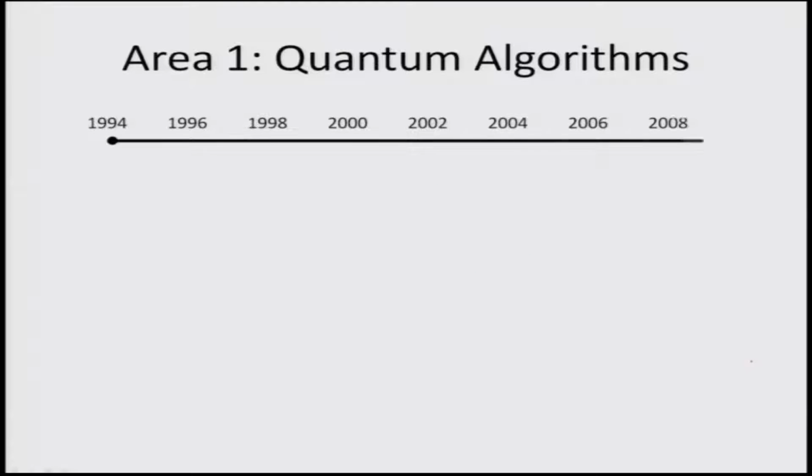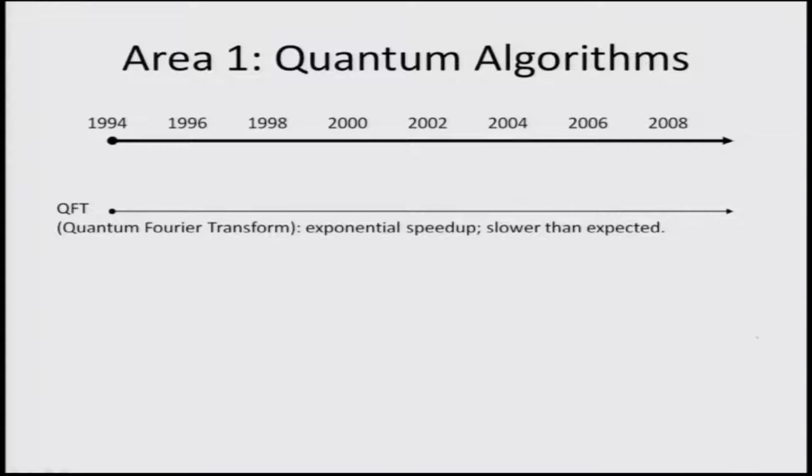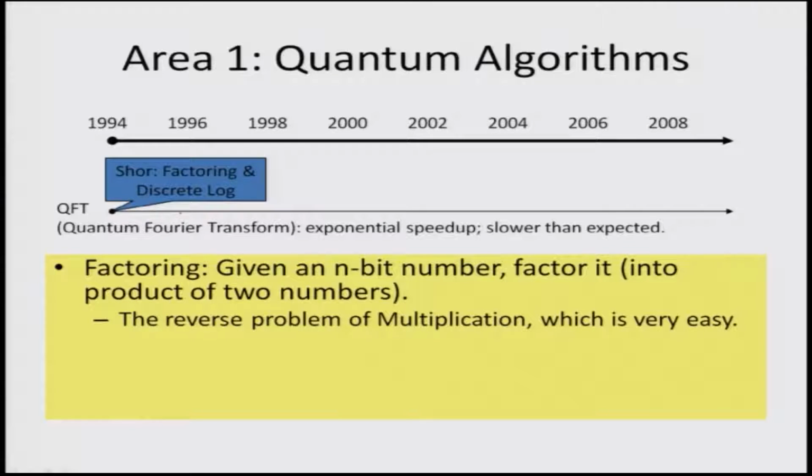So, in terms of the different areas, let us see how the field has developed in terms of chronology. The area of quantum algorithms has shown a major development from 1994 in conjunction with the quantum Fourier transform concepts, which gives rise to exponential speed up. And Shor was able to show factoring and discrete log applications.